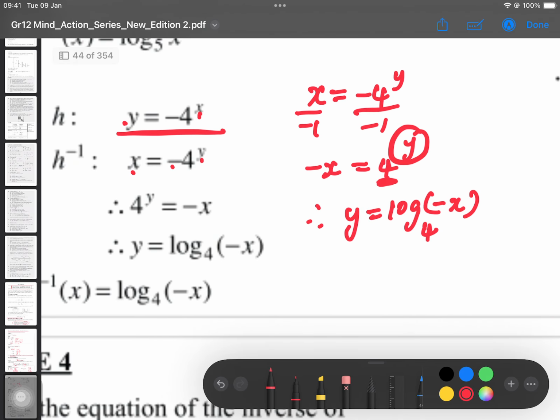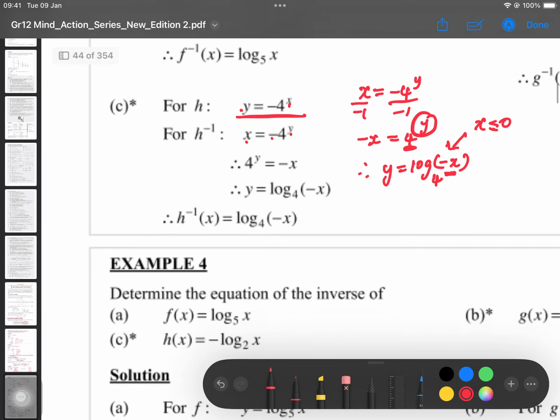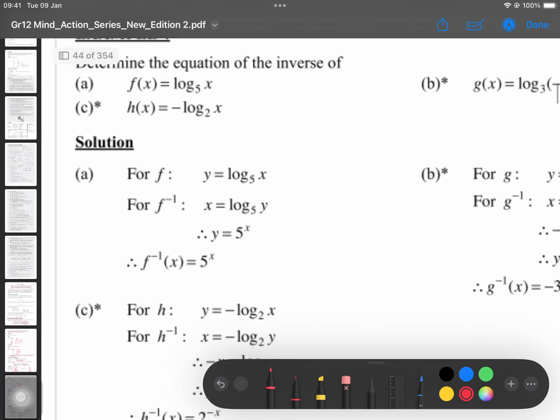So this just means that our x will be all the negative numbers, because you can't have a negative in here. So that means your x will be less than 0. The other x values are not going to work. Only the negatives will work.